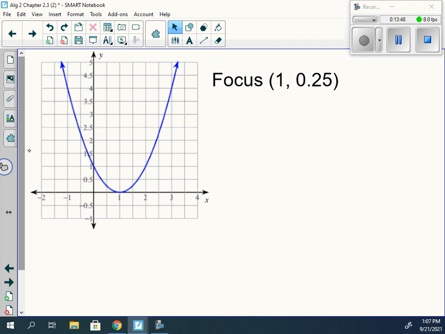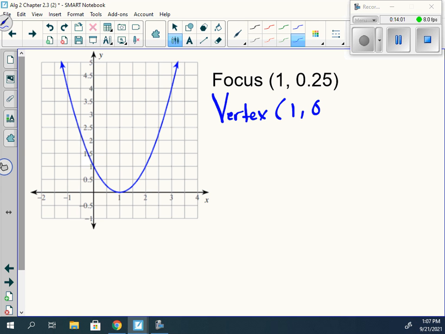So this one here tells us that the focus is the point 1 comma 0.25. Now what is our vertex? It would be 1, 0. This right here would be the vertex. It is the lowest point on the graph. Now, once we find the 2 pieces of information that they gave us, we need to figure out which equation we're going to use. Are we going to use x equals or y equals?